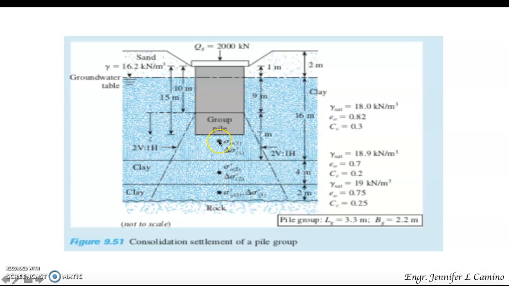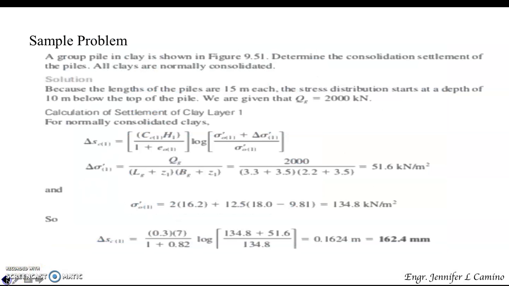So the vertical stress here would be equivalent to this height times the unit weight, which is 3.5 plus 9. So that gives us 12.5 times the saturated unit weight. So subtract the unit weight of the water, so 18 minus 9.81, then plus this height, which is 2 times the unit weight, which is 16.2. So that is now the vertical stress, which is 134.8 kilonewton per meter squared. Of course, this concept was learned also in soil mechanics.